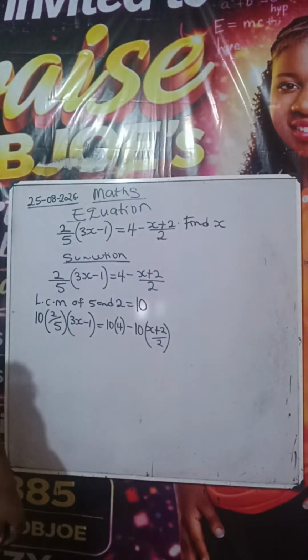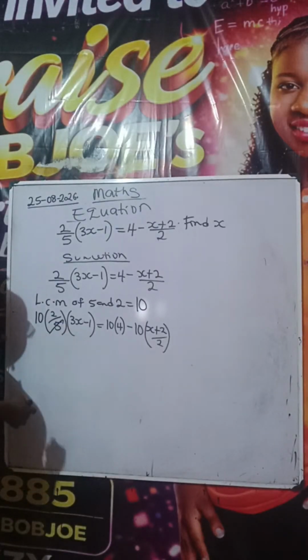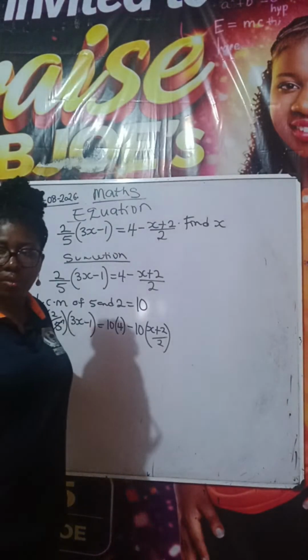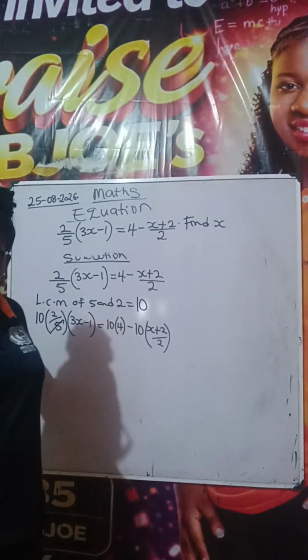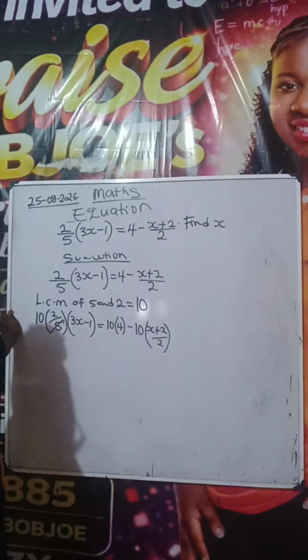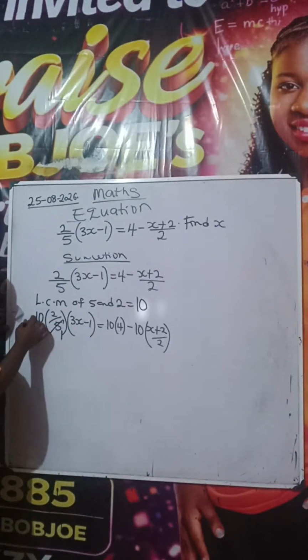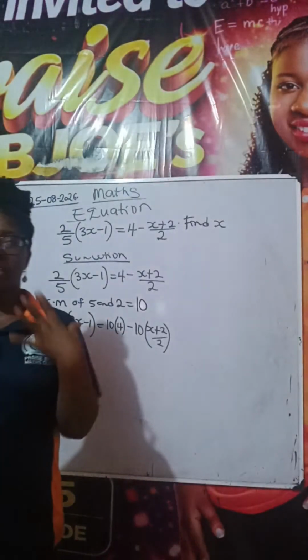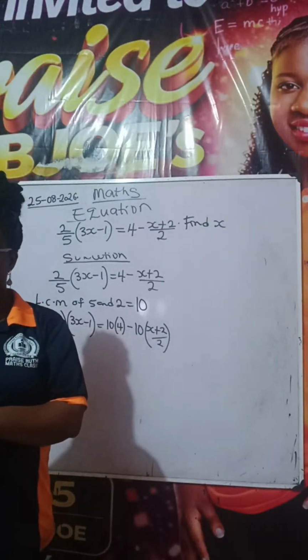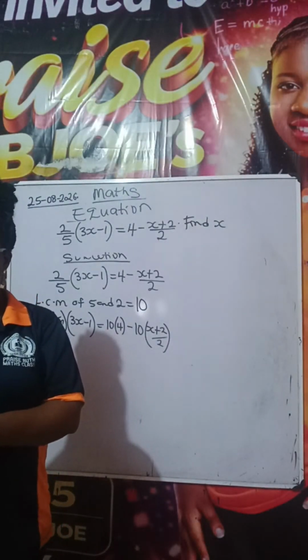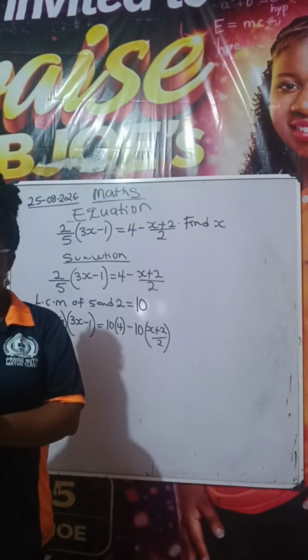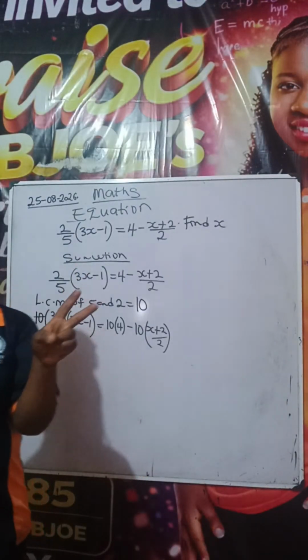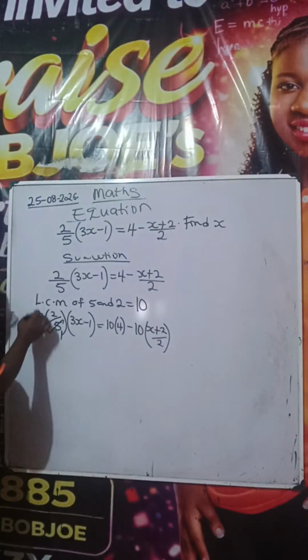So now it's time to remove the fraction. So 5 divide itself. Yes, so 5 divide itself. What do we have? 5 divide 5 will give us 1. How many 5 in 10? Like how many 5 do we have in 10? We have 2 times, guys. We have 2 times. So write the 2 here.